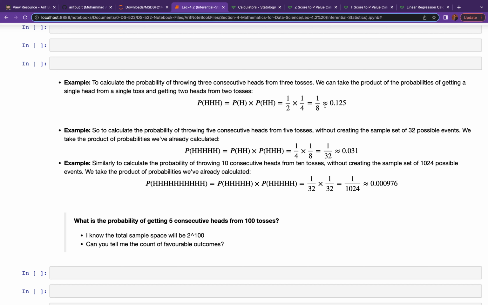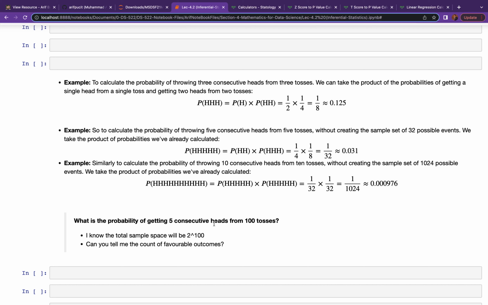This will make more sense in this third example, where I have calculated the probability of 10 consecutive heads from 10 tosses without creating the sample space of 1024 possible events. Instead, we take the product of probabilities that we have already calculated, and we got the result. That's great.